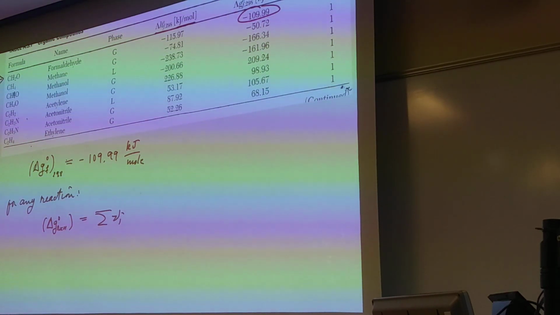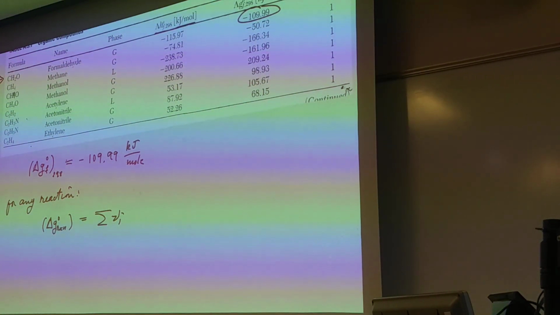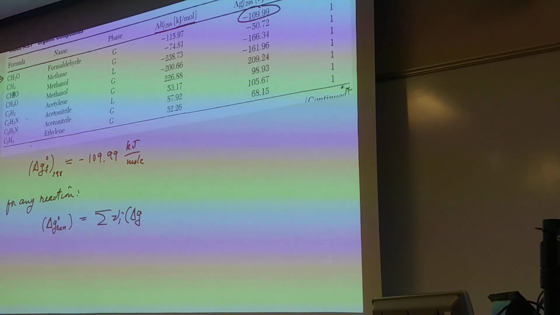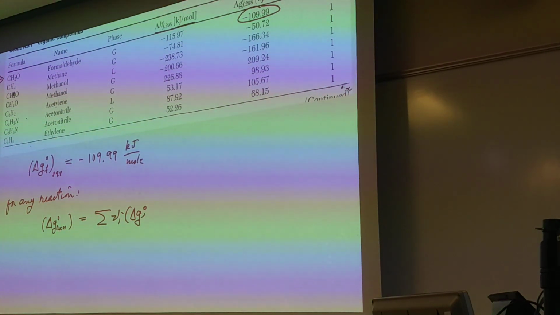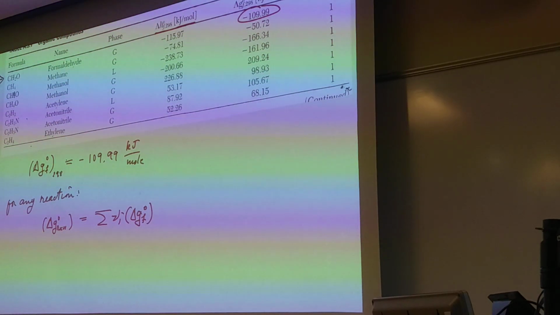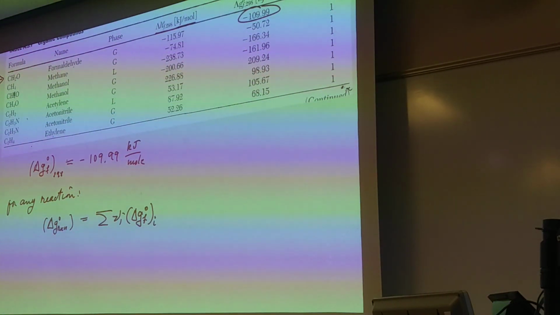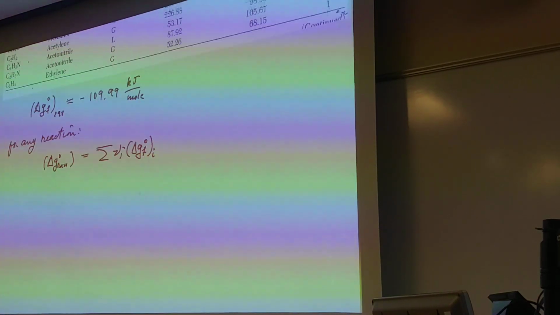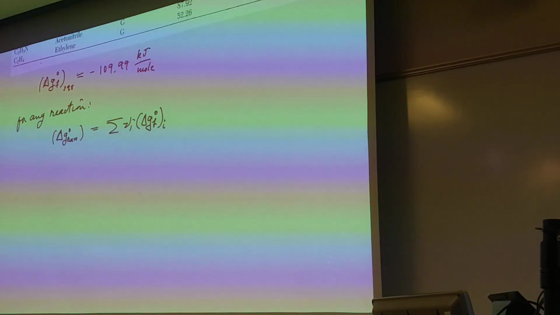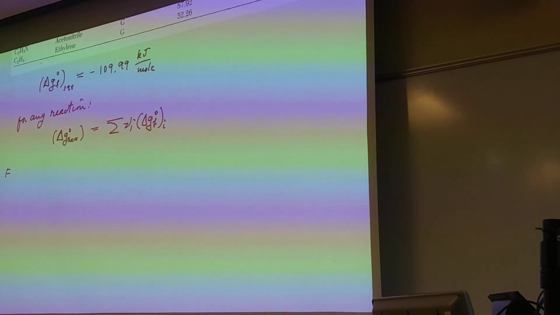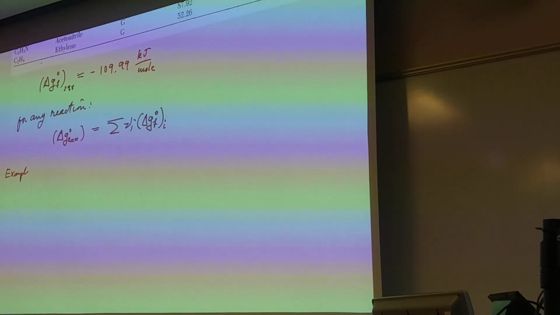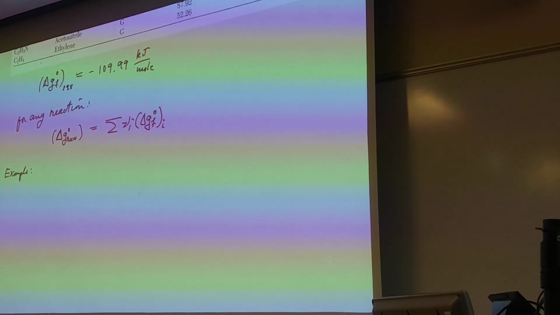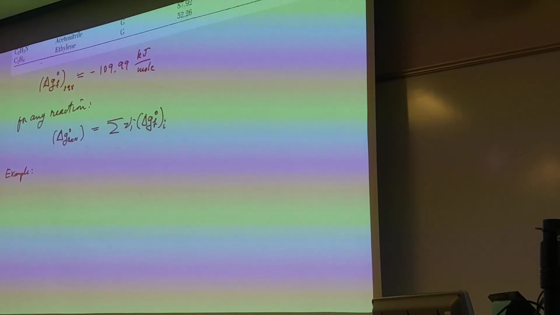It is just equal to the summation of the stoichiometric coefficients times the respective formation reactions for the different compounds. So is that sort of clear? So we can do an example of this. Let's say that our interest was oxidation of ethylene to formaldehyde.